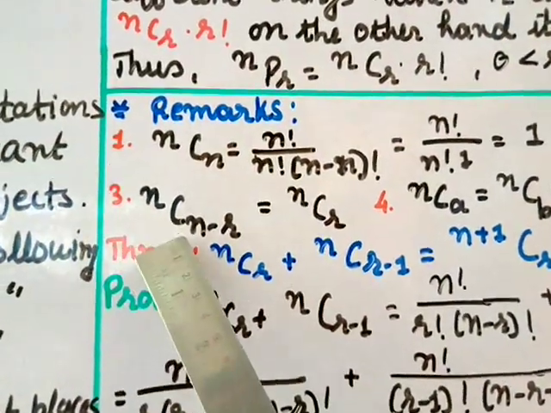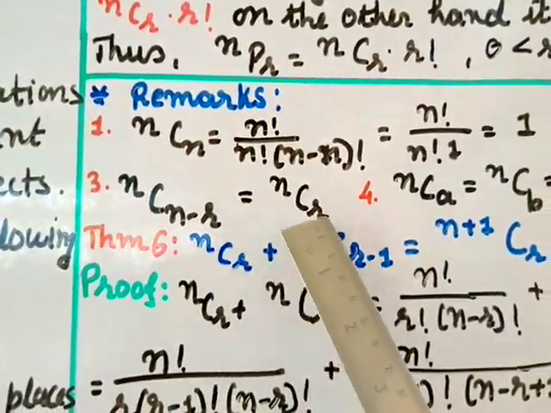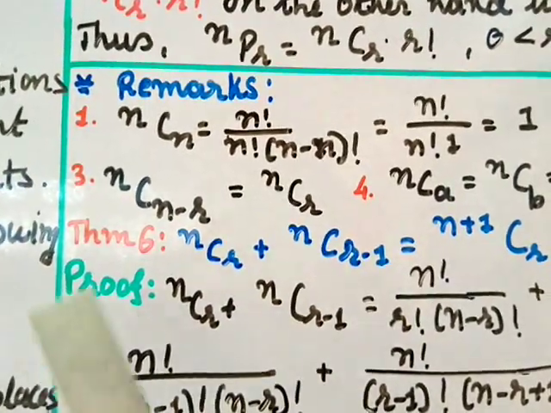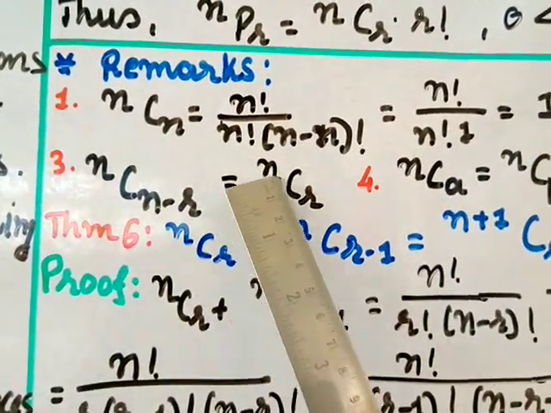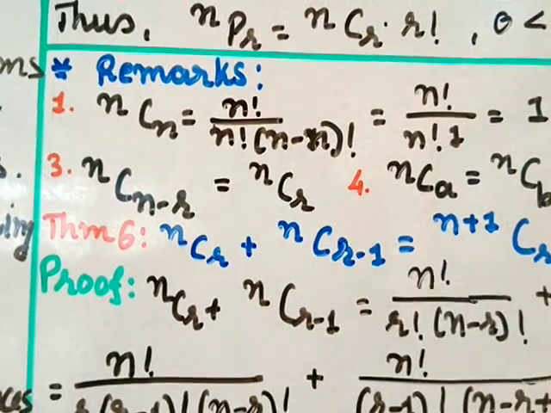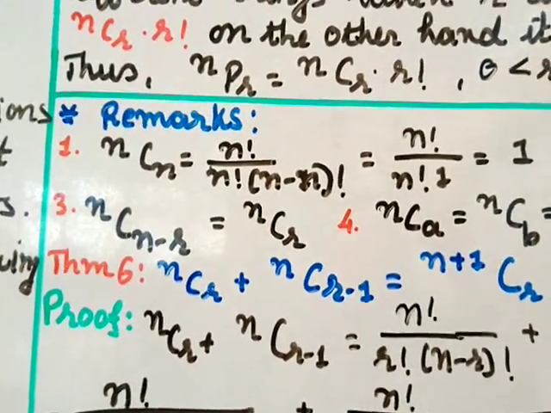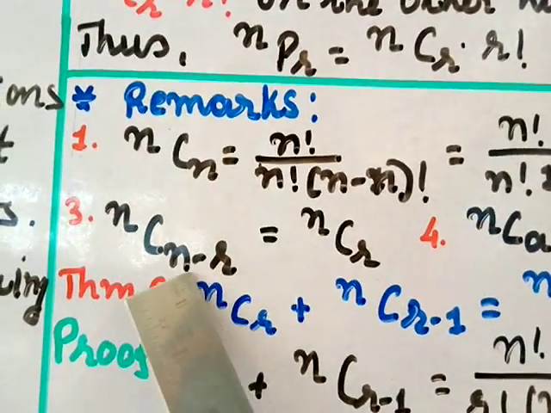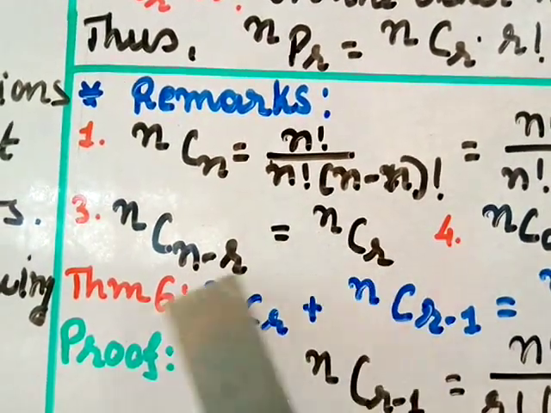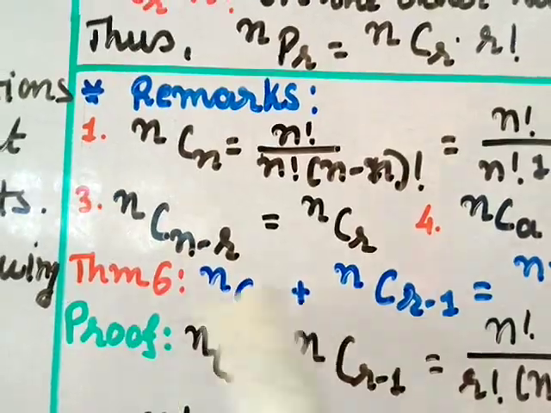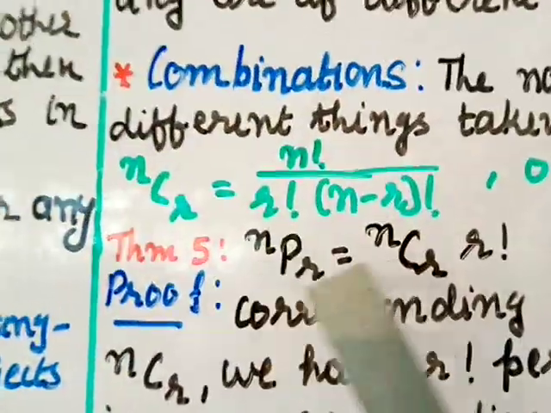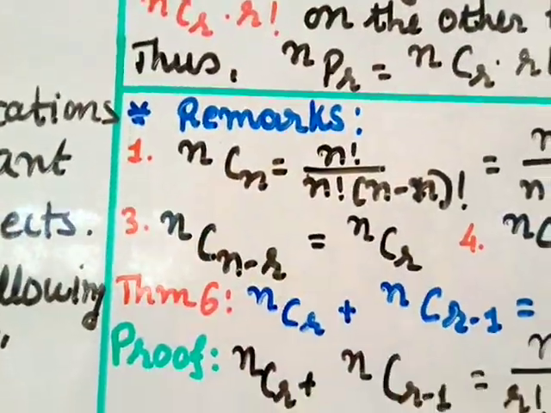Number 3 is nC(n minus r) equal to nCr. So these two are equal. Okay, this relation is important in a sense that we will be using it for calculation plus proving the binomial theorem. So nC(n minus r) equal to nCr. These two values will be same. If you use the formula and place the values, you will get both the answers same.